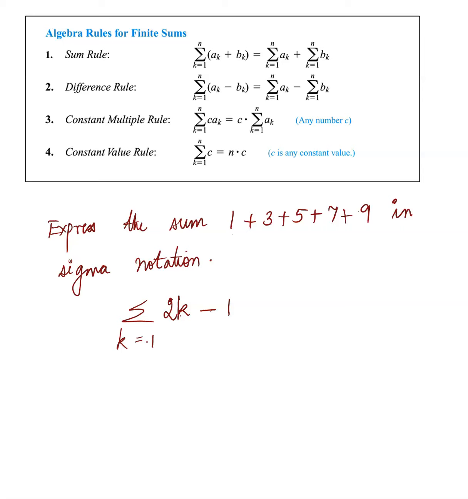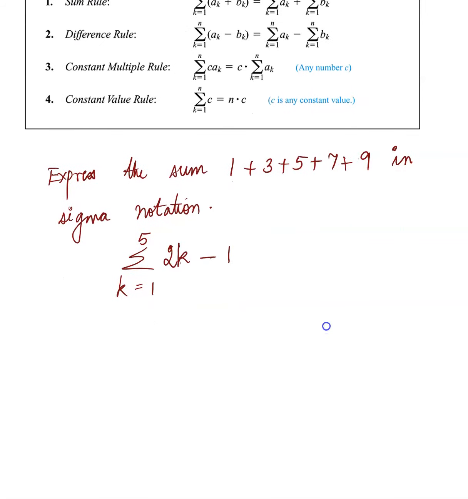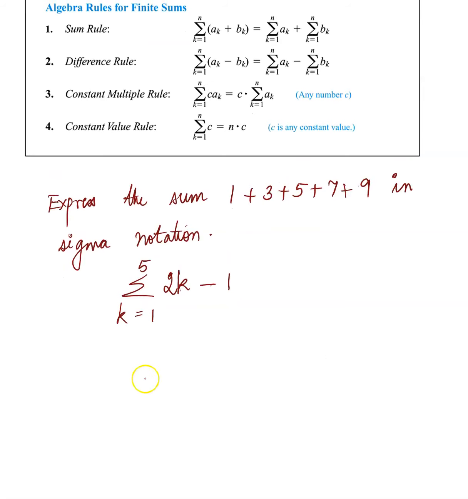That's the first term. And I need to end at 9, right? So I need to make sure that I have the right number to end. So it's 9. So I'm thinking of k as 5. If k is 5, 2 times 5 is 10. 10 minus 1 will be 9. So I fix my index to go from 1 to 5. Okay, this is one option. Can you think of another option? This is the most basic way of getting this.